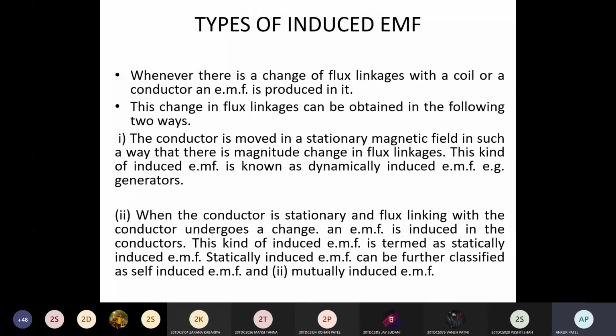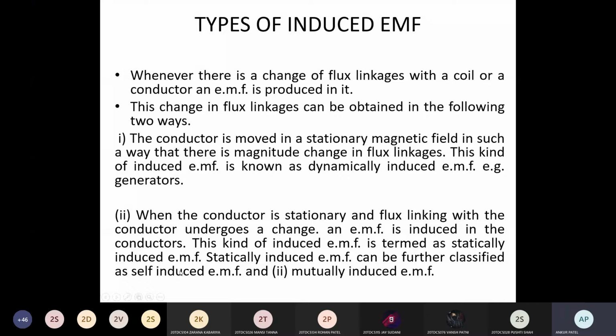Again, statically induced EMF is classified into self-induced EMF and mutually induced EMF. So these are the two conditions. Accordingly, we can say this is dynamically induced EMF and statically induced EMF. When a conductor is moved in a stationary magnetic field, that is called the dynamically induced EMF. When the conductor is stationary and flux is linking with the conductor, that is called the statically induced EMF, and it is further classified into self-induced EMF and mutually induced EMF.